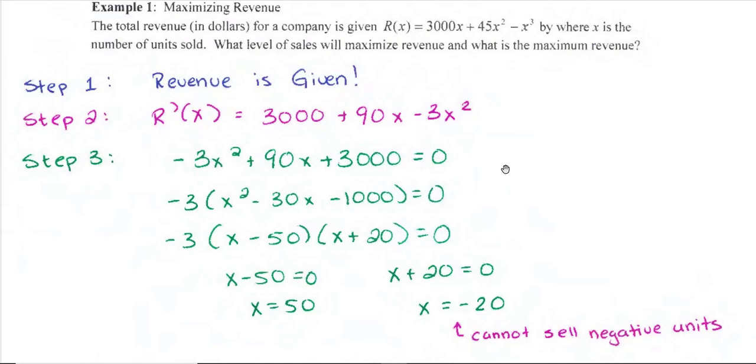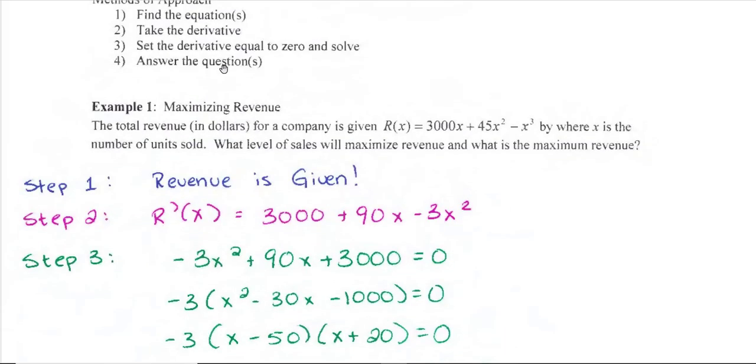Step one, as you recall right up here, is to find the equation. Well, I'm trying to maximize the revenue. Revenue is given for me, so I don't have to do anything for step one. Step two, take the derivative. That's going to give me 3,000 plus 90x minus 3x squared. Step three is to take that derivative and set it equal to 0. So I put it in descending order, negative 3x squared plus 90x plus 3,000 equals 0.